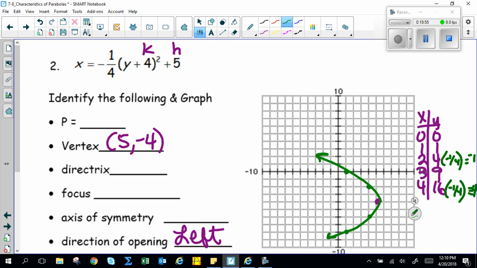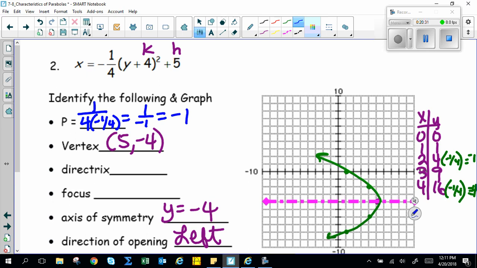So now I can draw my axis of symmetry here. Right here is going to split this in half. What's the equation for this axis of symmetry? Y equals -4. All right, so that's all not too bad. So now I'm ready to find my p-value. So p equals 1/4 times -1/4, which equals 1/-1 or -1.